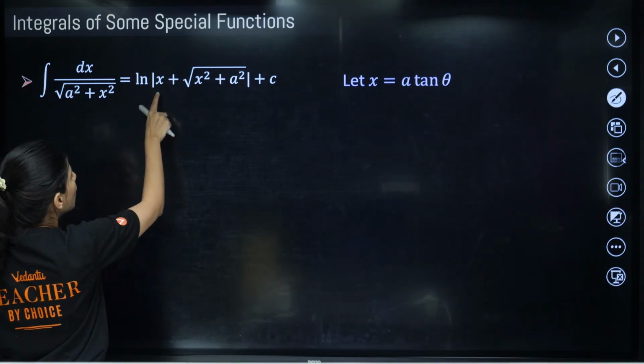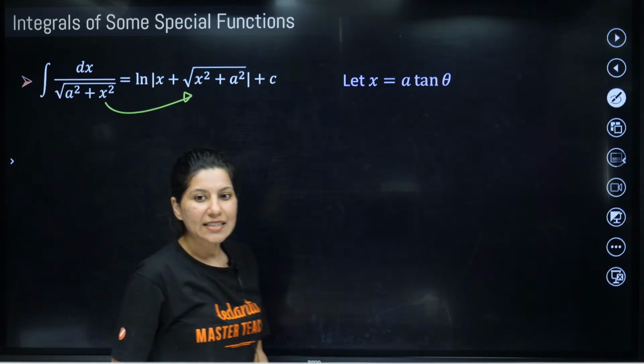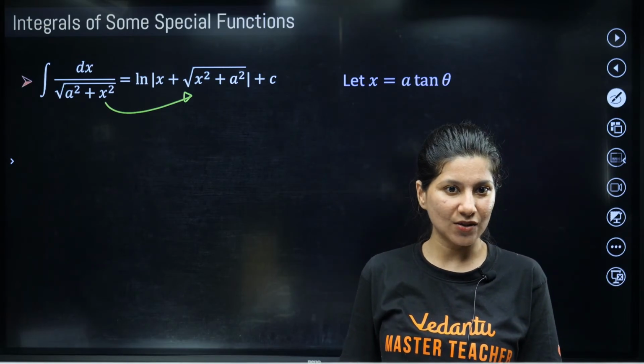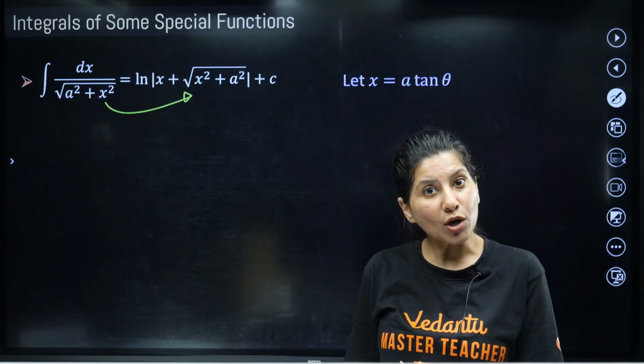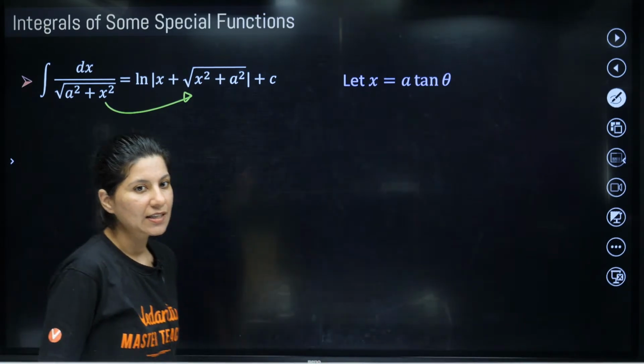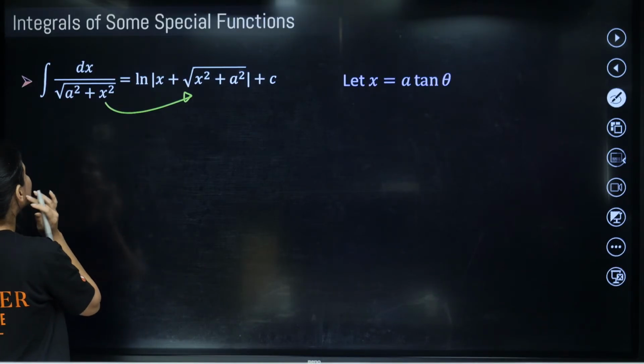So this is going to be log of mod, copy paste. Can you see? This is the integral of 1 upon root a square plus x square equals log of mod of x plus root x square plus a square, right? So this is going to be like this. Now put x equals tan theta. So you will get your answer.